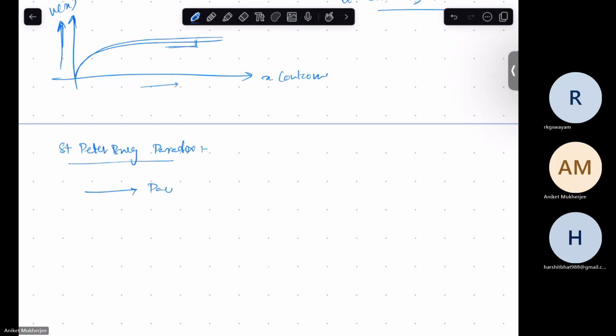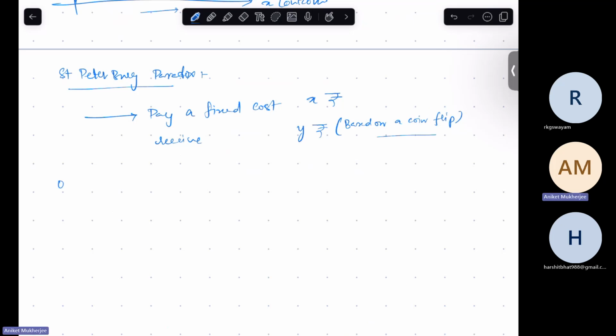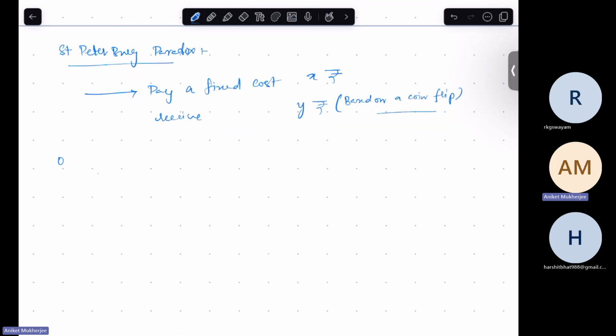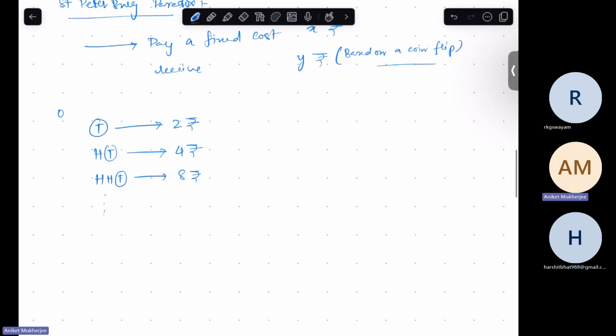So you pay a fixed cost of X rupees, and you receive Y rupees. Now this is based on a coin flip. So you have a coin. You keep on flipping it until you get a tails. If you get a tails, you get money. Now, how much money is something I'll tell right now. If you get tails in the first attempt, then you get 2 rupees. If you get heads and tails, then you get 4 rupees. So basically, you flip the coin, you get a head. Then again, you flip a coin, you get a tail. The game stops and you receive 4 rupees. And if you get 2 heads continuously, then you get 8 rupees. And this continues.